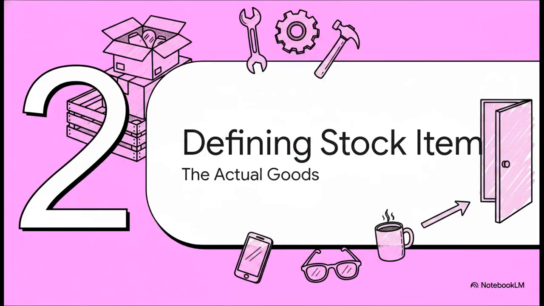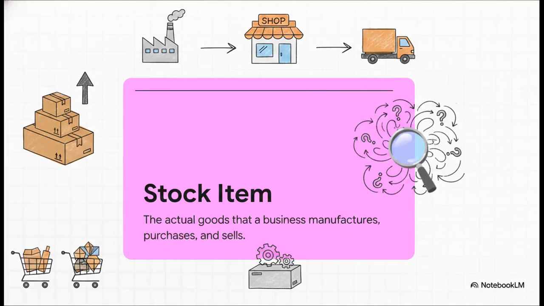Moving right along to part two, defining the stock item. So this is where we start building. We're stepping away from abstract software rules for a second and focusing on the specific, tangible things you're actually holding in your hands and moving out the door. A stock item refers to the actual goods that a business manufactures, purchases, and sells. Put simply, these are the goods your business trades in. When you're setting up your system, your very first thought should be about this physical unit. It is the absolute core building block of your entire inventory database.